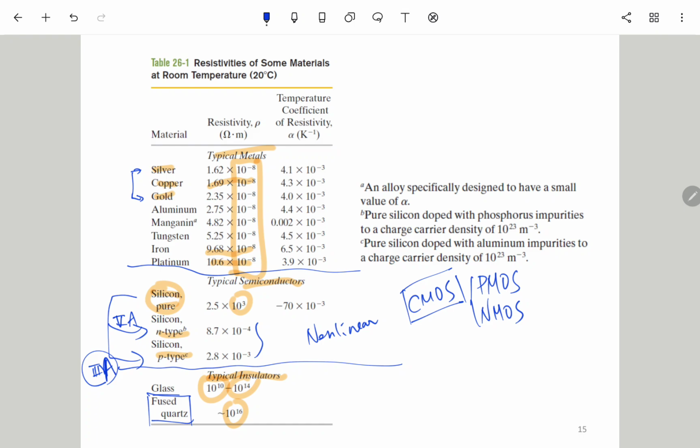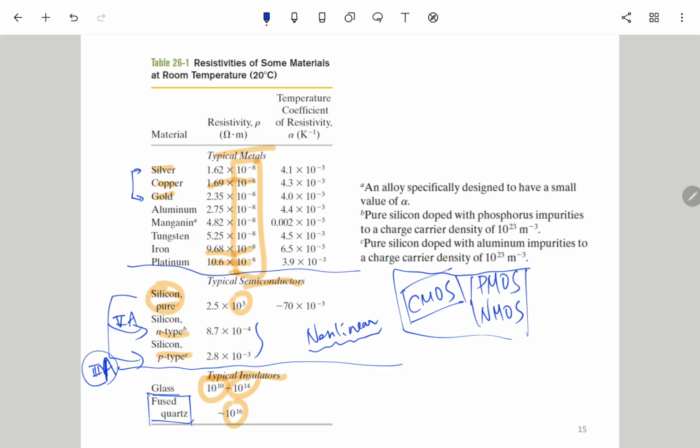So by using both NMOS and PMOS, we can create some digital logic, or maybe use them for some analog circuits. So what we really need is the nonlinearity of this PMOS and NMOS.